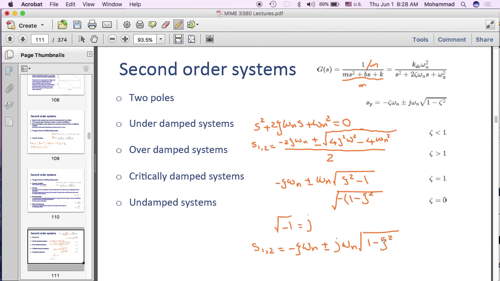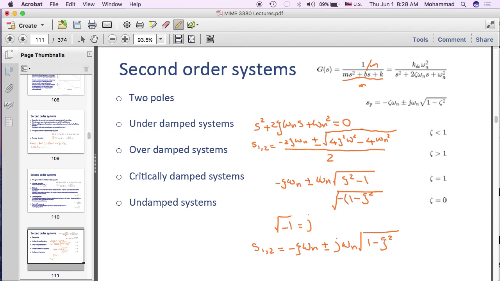And you can see on this slide, depending on the value that zeta will assume, the system would be either called an underdamped system, if zeta is between 0 and 1, or an overdamped system, if zeta is more than 1, or a critically damped system if zeta is exactly equal to 1, or an undamped system if zeta is exactly equal to 0.